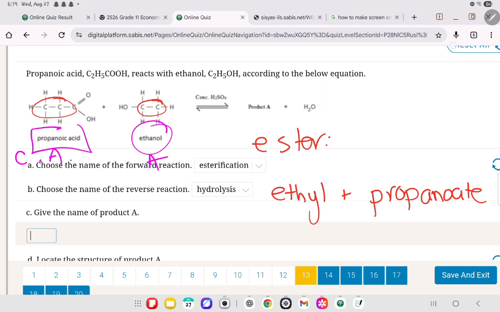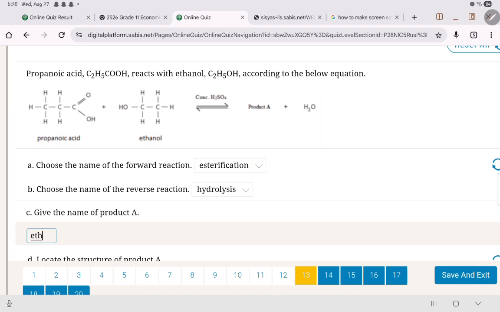Again, in order to name an ester bond, first of all, you take the number of carbons we have in the alcohol, and you will add yl. So we have 2, it's going to be eth, and then you will add yl. In addition to the number of carbons we have in the acid, which is 3, so it's going to be prop, and then you will add anoate. So it's going to be ethyl propanoate.